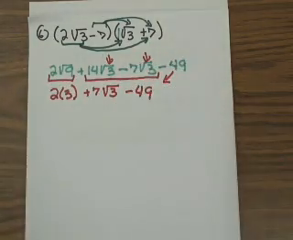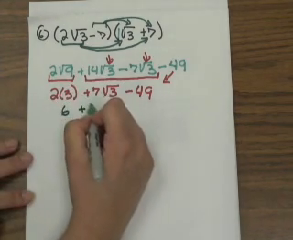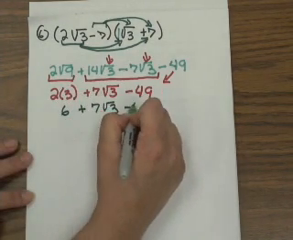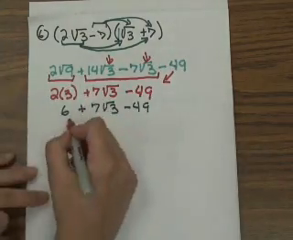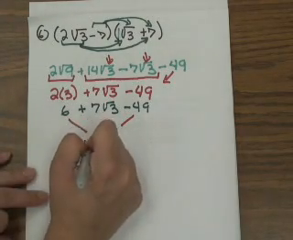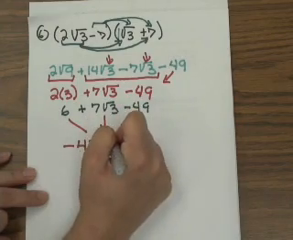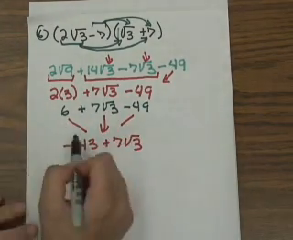So next, I simplify 2 times 3, and I get 6, bring everything down, plus 7 square root of 3 minus 49. And the last and final thing that I can combine is the 6 and the negative 49. Positive 6 minus 49 is going to give me a negative 43, and I'm just going to bring down the positive 7 square root of 3. And that will be my final answer.